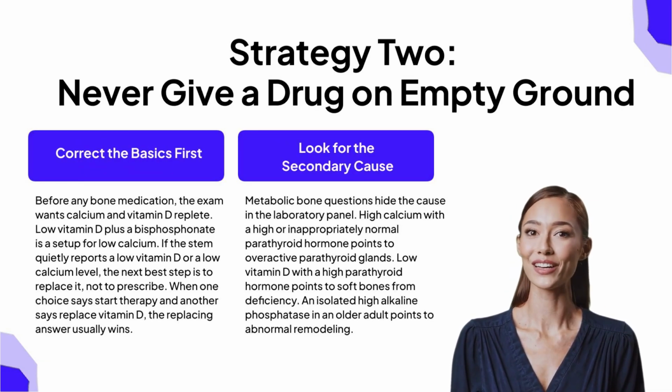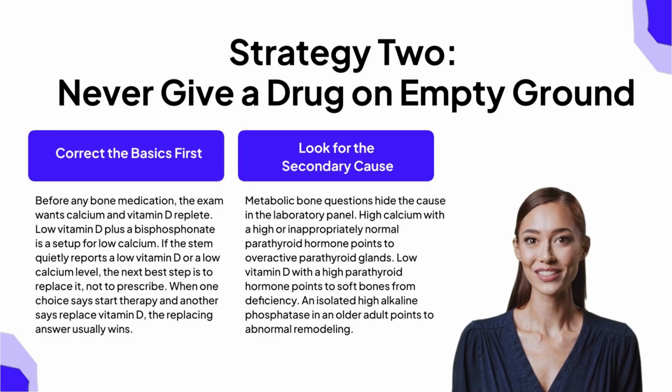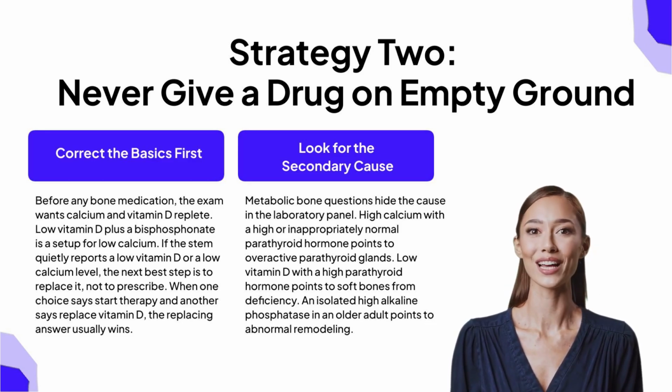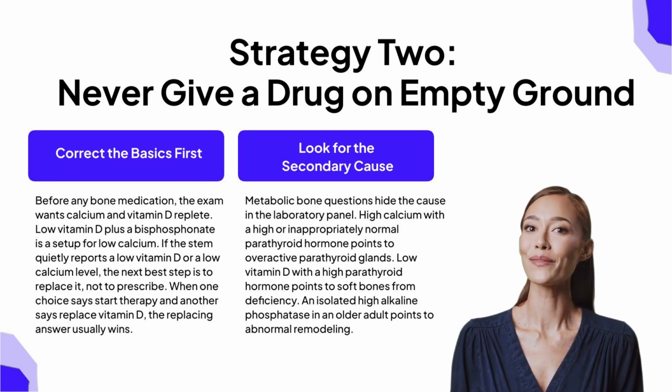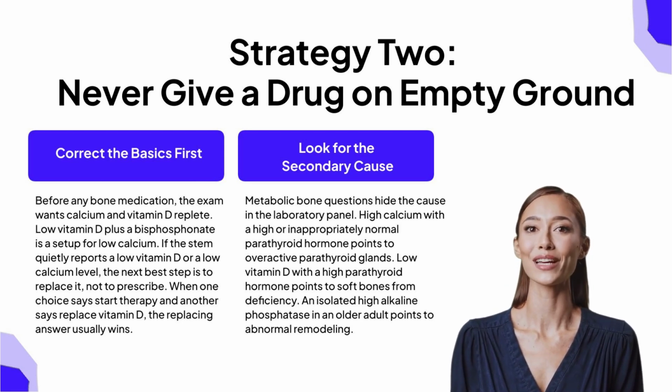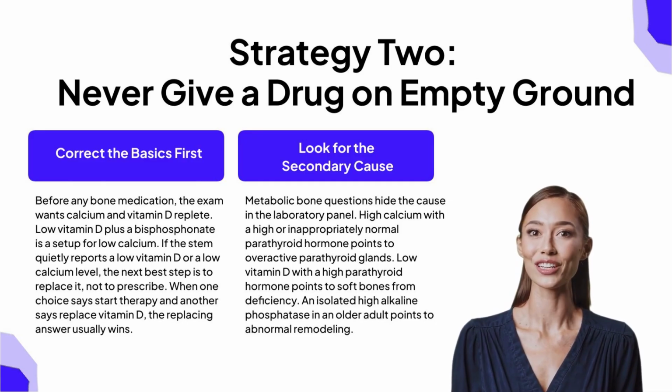Strategy 2. Never give a drug on empty ground. Before any bone medication, the exam wants calcium and vitamin D replete. Low vitamin D plus a bisphosphonate risks low calcium, and the test punishes that order. So if the stem quietly reports low vitamin D or low calcium, replace it first rather than prescribe. When one choice starts therapy and another replaces vitamin D, replacing usually wins.